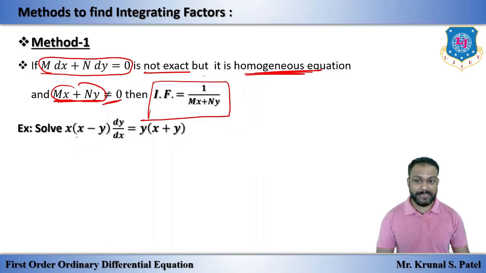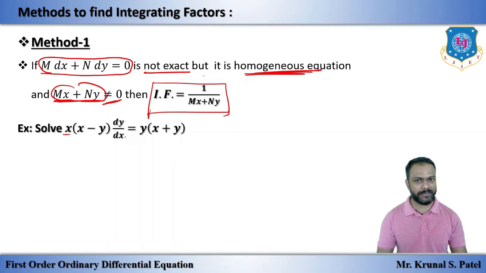Here you can see that this is homogeneous. Multiply x in this bracket, so x square, xy, so degree 2, degree 2, degree 2, degree 2. Each and every term has the same degree, so this is a homogeneous function. So now you can solve this differential equation by the homogeneous differential equation method, that means by putting y by x equal to v, that means y is equal to vx and so on.